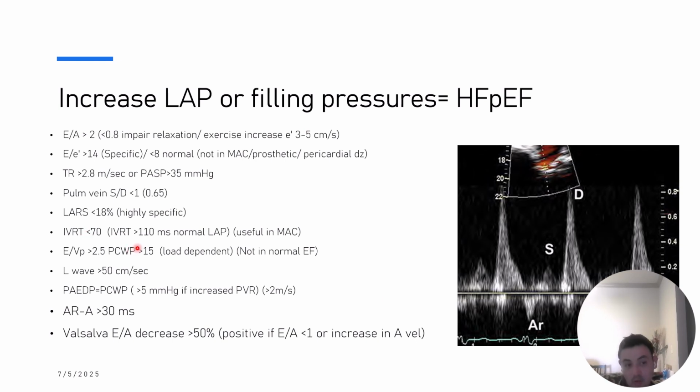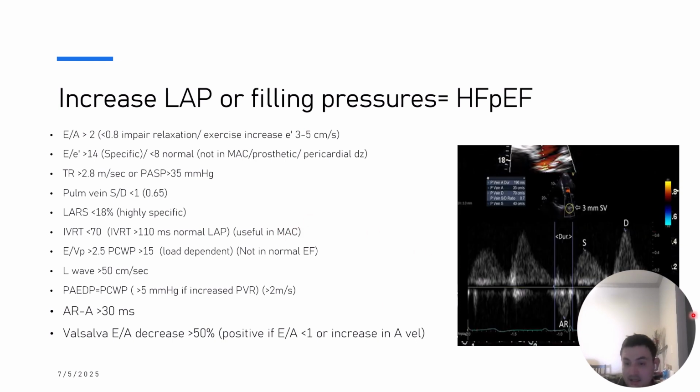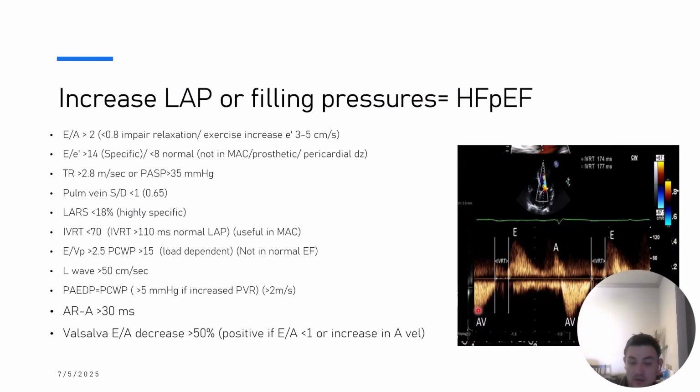If you have more than 110, it's normal LAP. This is useful when you have a patient with a mitral annular calcification. And this is how you calculate here. The left ventricular relaxation time is going to be shorter because the LA has higher pressure, so it's going to overcome the pressure on the LV once the mitral valve is open.